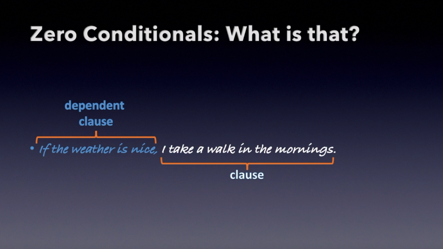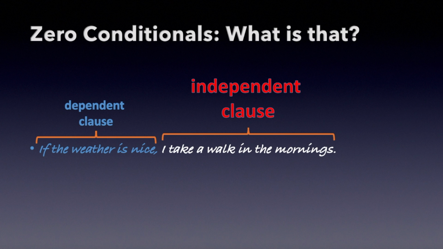If we look at the other clause in this sentence, I take a walk in the mornings. What's the difference? Well, if I say I take a walk in the mornings, does that make sense to you? It should. This clause could be a sentence all by itself. We call these clauses independent clauses because they don't need anything else to make sense. They're like your children when they grow up and get a job and move out of your home. They're independent. This is how we form the zero conditional. We have two clauses. One is dependent and the other is independent.